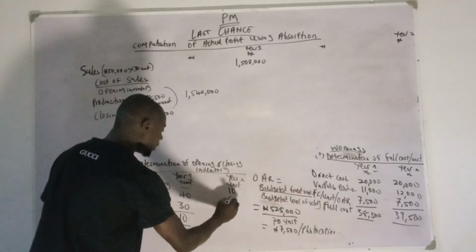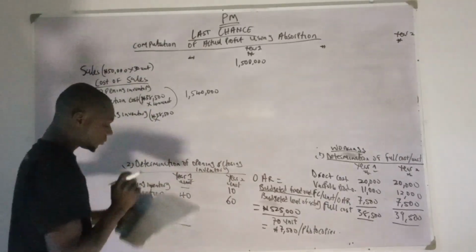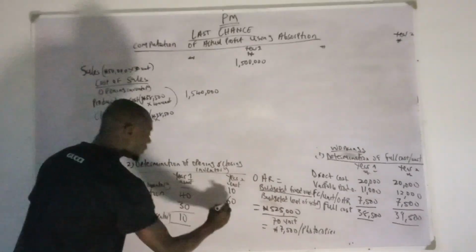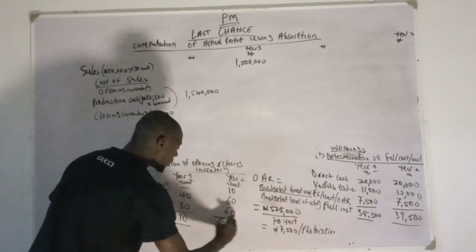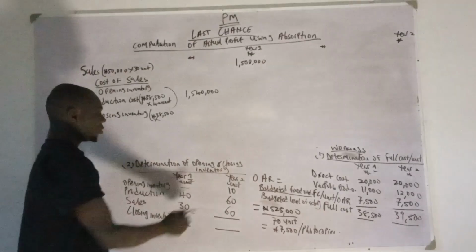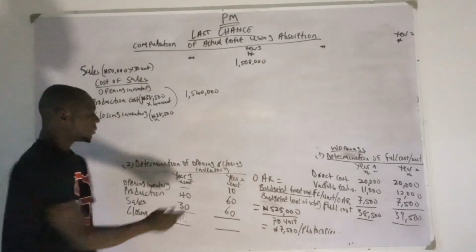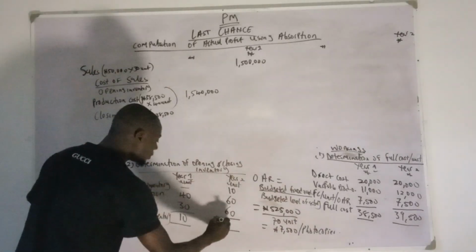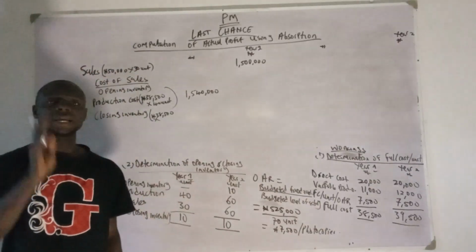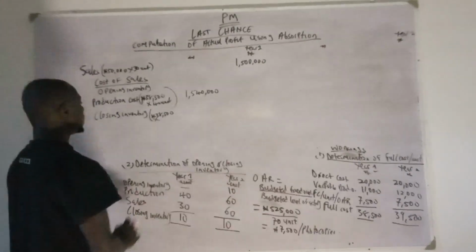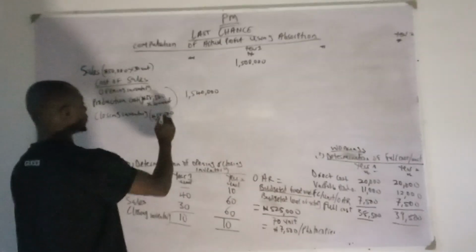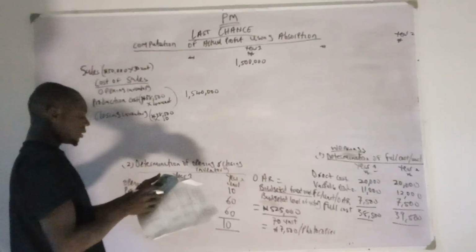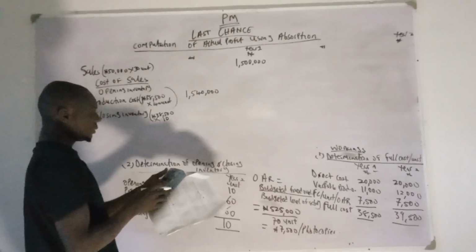So what is the production? Production will be 60. The sales, from the question, is also 60. Now, 60 plus 10, that is 70. 70 minus 60, that is 10. So the closing for year 2 is 10 units. Now, the closing for year 1 is 10 units, right? So 38.5 times 10.